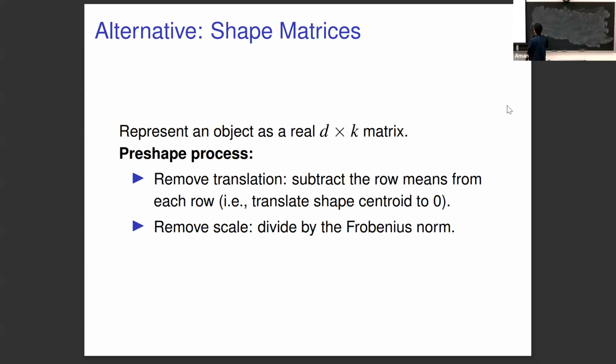Okay, so here what we do is that we first represent the shape as a D cross K matrix, where K again, as you recall, is the number of key points. And each point is D-dimensional points. So that is the first step, is represent your data like this.